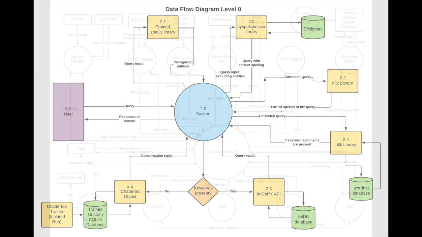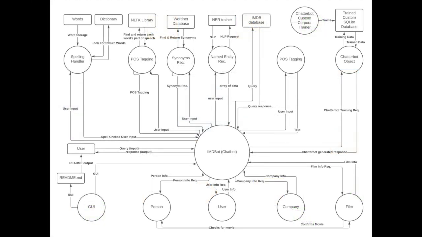This level 1 diagram demonstrates the program's flow starting with the prompt shown to the user from the IMDb bot process. Once the user inputs data, the flow runs through the IMDb bot process where it will decide which process it must run through next. When it runs through the spelling handler process using the user input, it also retrieves from the word data storage before returning the spell-checked user input to the IMDb bot process.